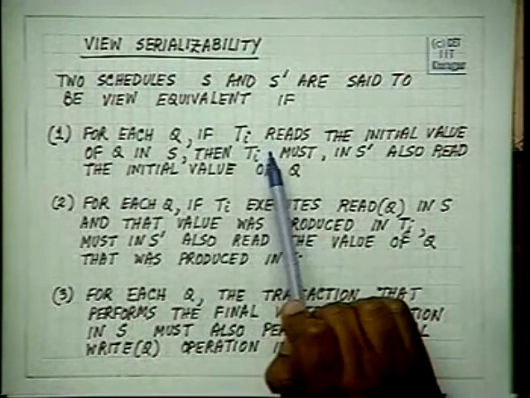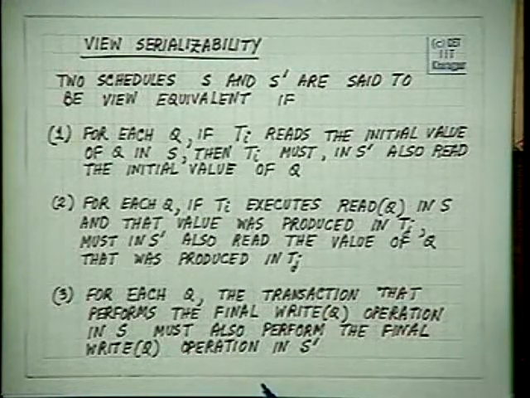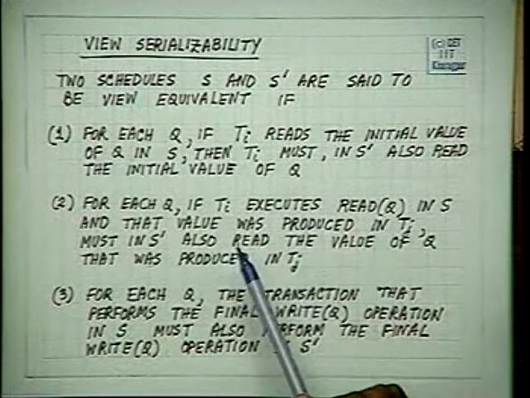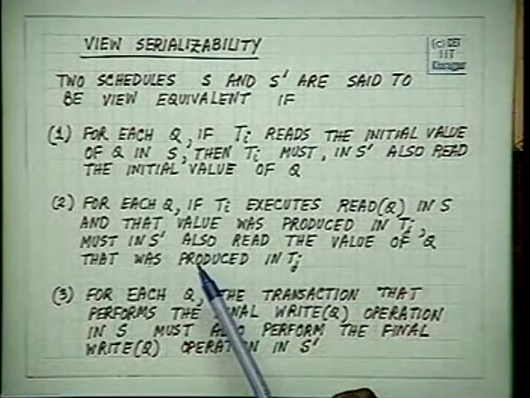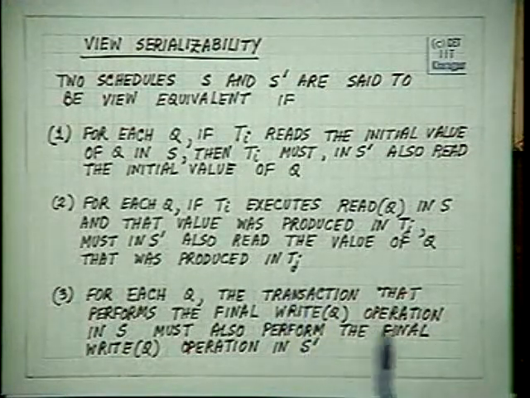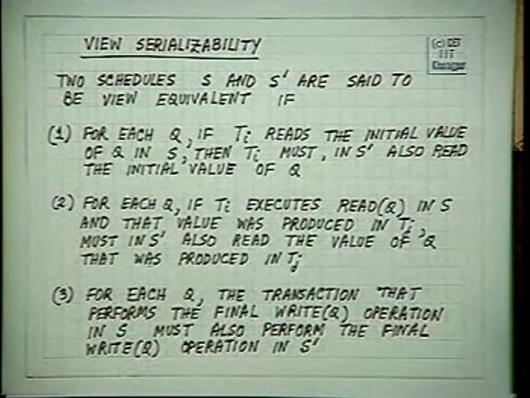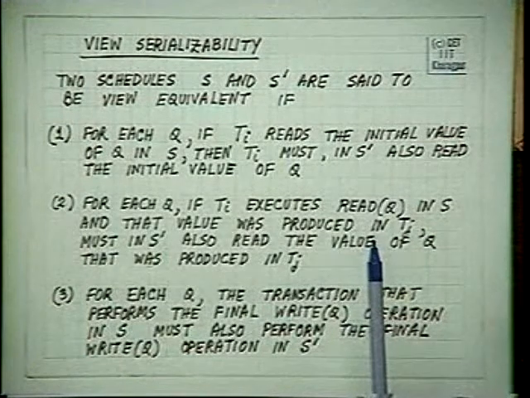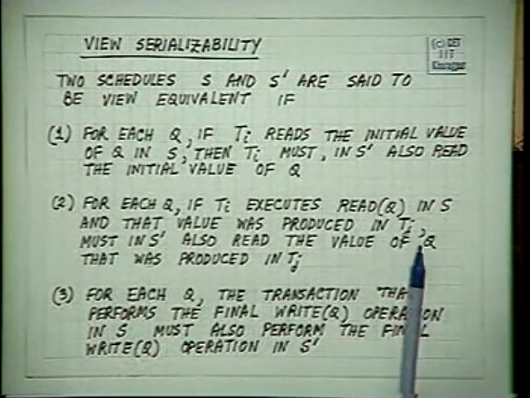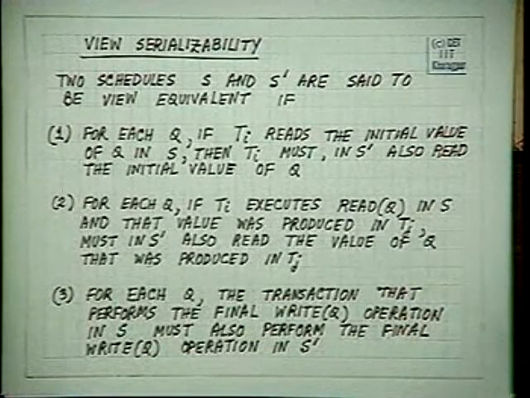So the person who reads it first must read it first in the new schedule. The person who writes it last must write it last in the new schedule. And if T1 reads it and T3 wrote it in a schedule S, then in the schedule S dash, T1 must read whatever T3 wrote. If we maintain this consistency, then we will still have the serializability condition, in the sense that if there is inconsistency, we will detect it. So such a condition is called view serializability.